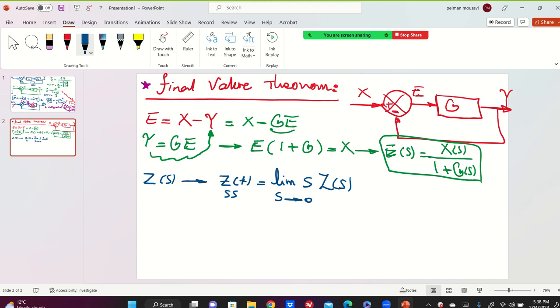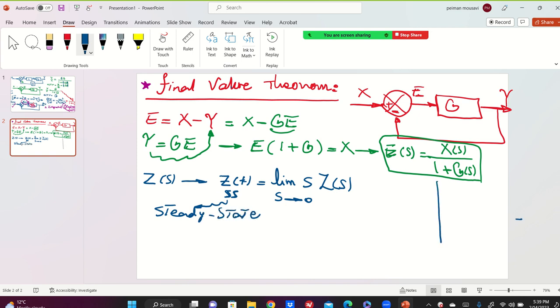Okay guys, the name of this is the final value theorem. It's interesting, it says steady state value, guys. Steady state value.